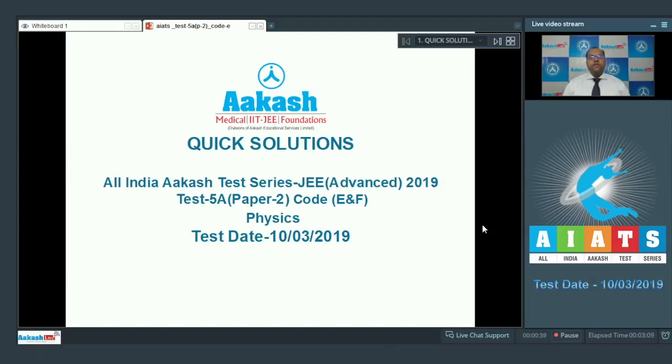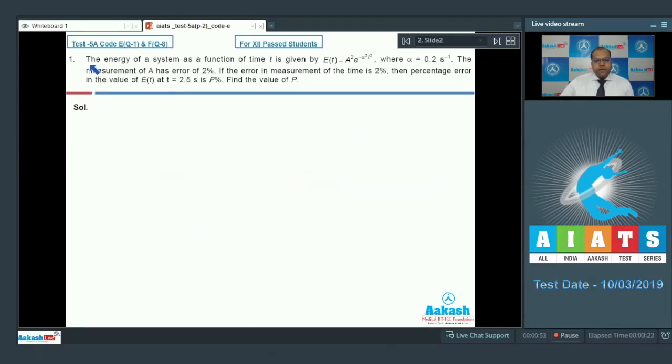Code ENF Physics. Let's move to question number 1. In question number 1, the energy of a system as a function of time t is given by this expression, where alpha is equal to 0.2 second inverse. The measurement of A has an error of 2%. If the error in measurement of the time is 2%, then the percentage error in the value of E at t equal to 2.5 second is p%. Find the value of p.